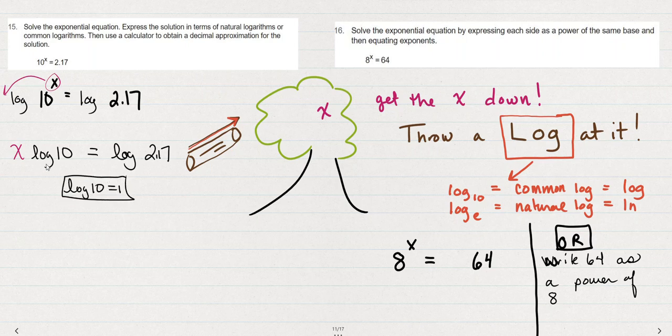Log of 10 is just 1, so this log 10 goes away. And why is that 1? Because 10 to what power equals 10? That exponent would be 1. So the log of 10 is equal to 1.